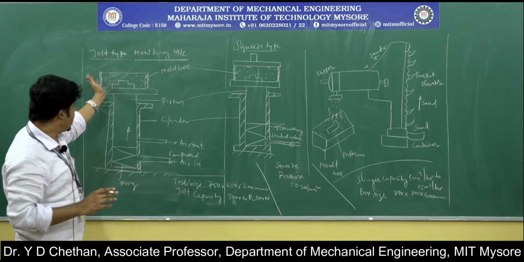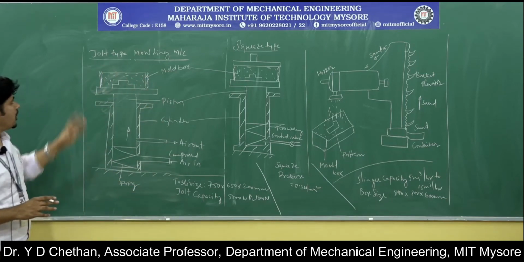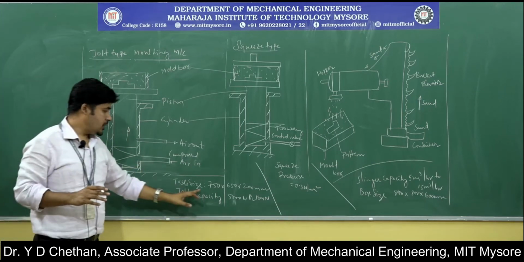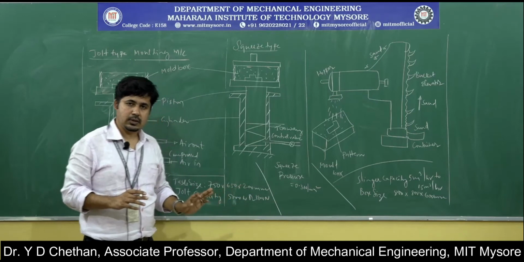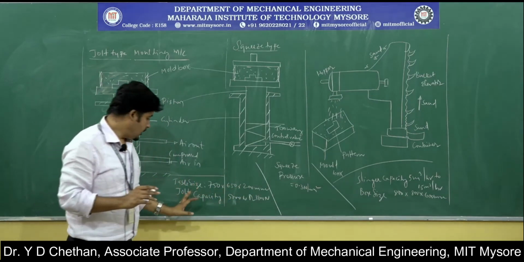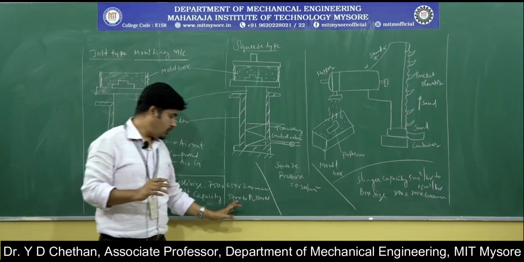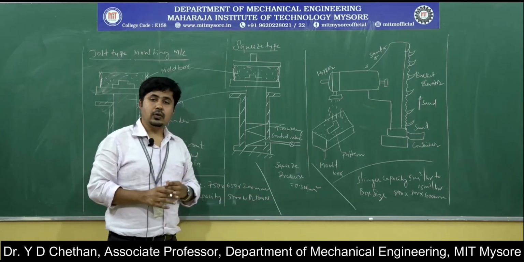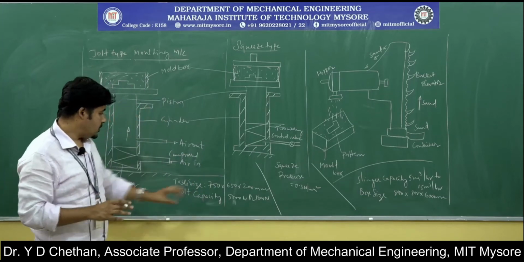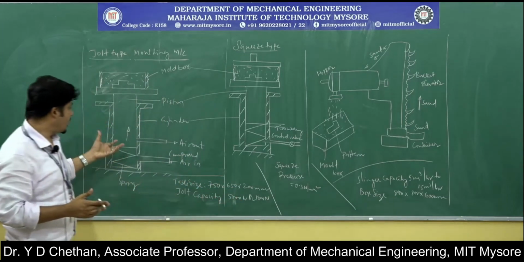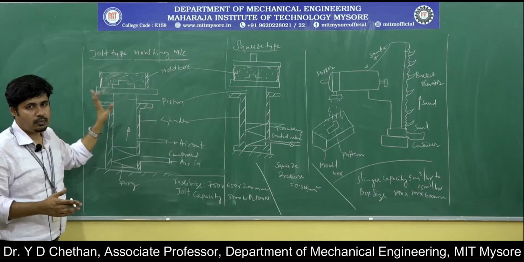So let us talk about the specification of this type. You can have a table size of 750 x 650 x 200 millimeters. I have taken this as an example. Then the jolt capacity is about 1800 Newton. This much force is required to create the jolt action in this process.